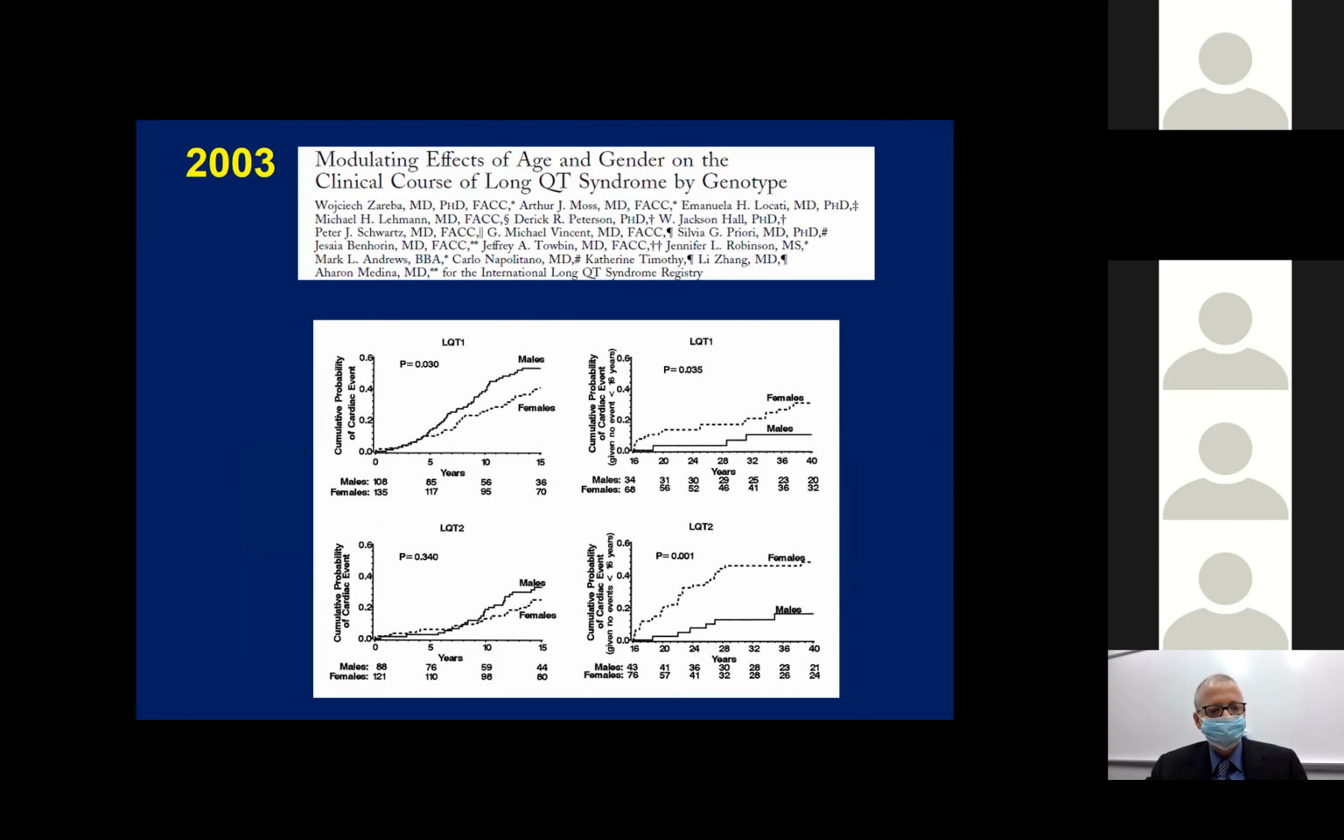We followed on some association between age, gender, and genotype, indicating higher risk in adults for women, and in children for males.